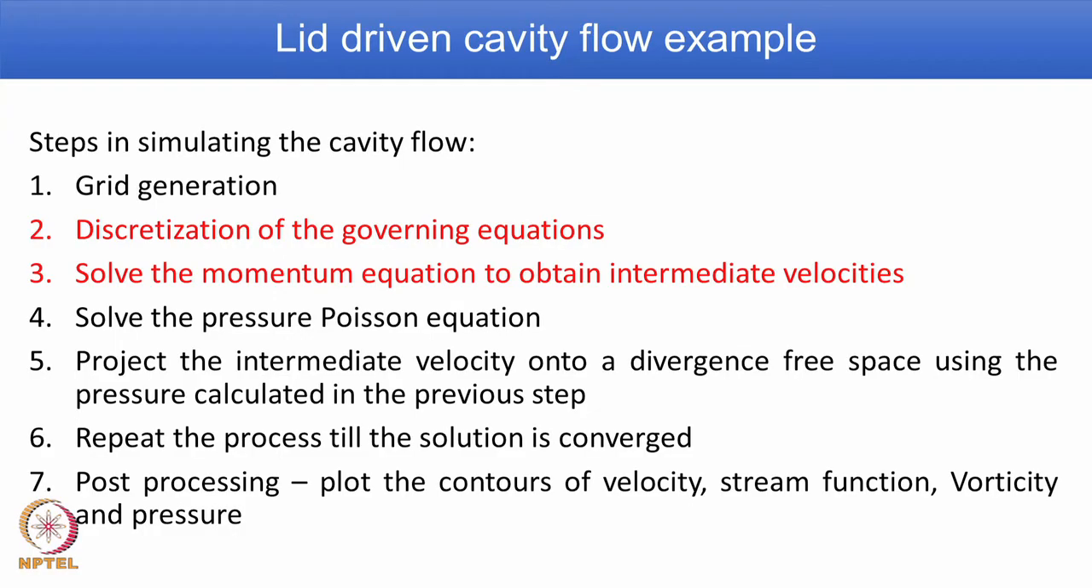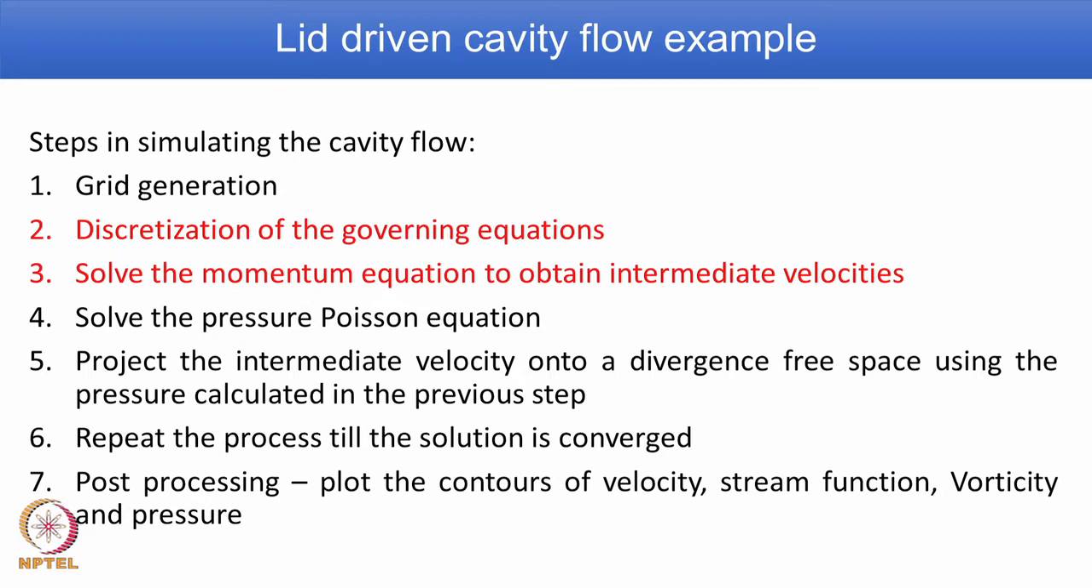Last class, we listed algorithm steps to do the test case problem of flow in a lid driven cavity: grid generation, discretization of the governing equation, solving the momentum equation to obtain intermediate velocities, solve the pressure Poisson equation, project the intermediate velocity on a divergence free space using the pressure obtained from the pressure Poisson equation, repeat the process till the convergence is obtained. Once you get the solution, then we do post processing.